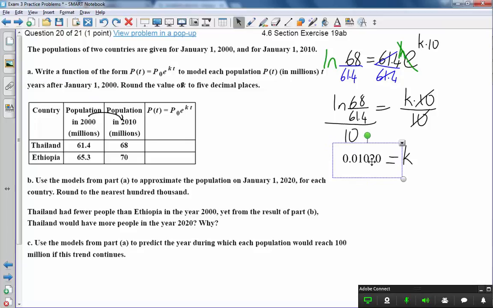Except the last digit will be rounded up. It's going to be this. So you write the formula for Thailand as 61.4, the initial population, times e raised to k, which is 0.01021, times t, the number of years to count forward from 2010.